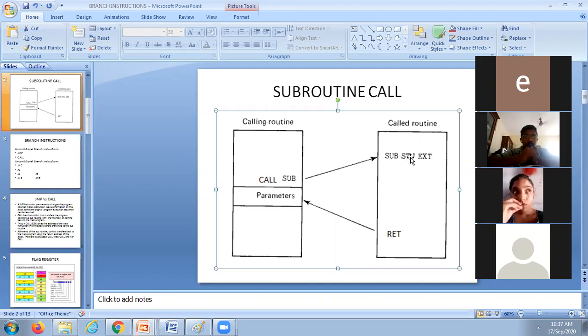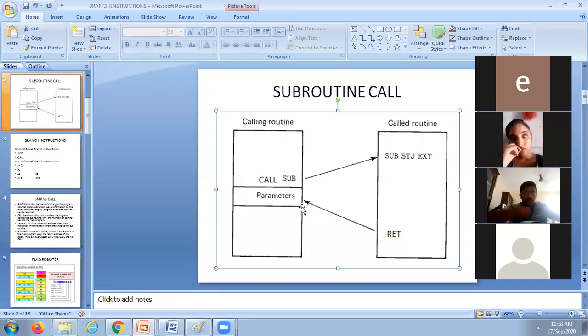The last instruction in the subroutine is always a return instruction. Whenever you find a return instruction, whatever status you have pushed onto the stack, that status is to be retrieved back by using pop operations, and you continue the operation in the main program from where you stopped. Okay, this is the concept.